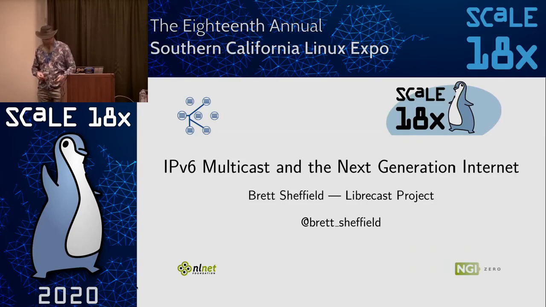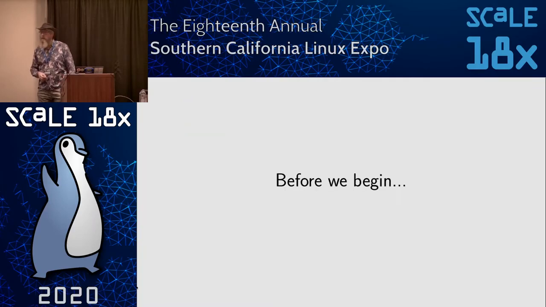So before we begin, I need a volunteer. Now, I need a volunteer who, despite the coronavirus circulating around, doesn't mind shaking hands. Please come to the front. Because basically, I want to give you all a choice. We can do this presentation in a Unicast way, or we can do it in a multicast way.